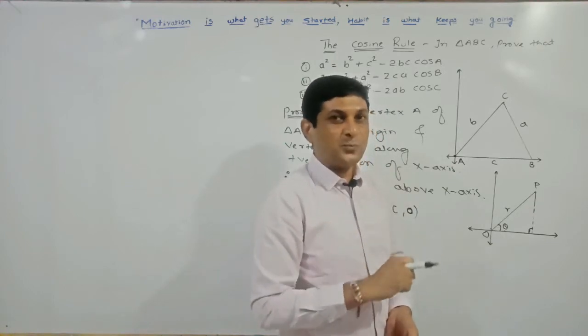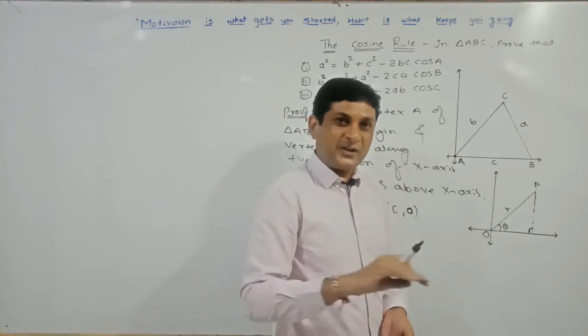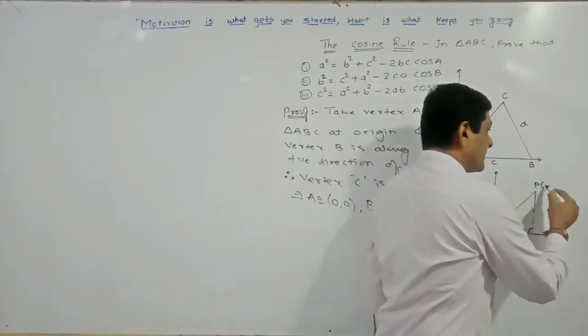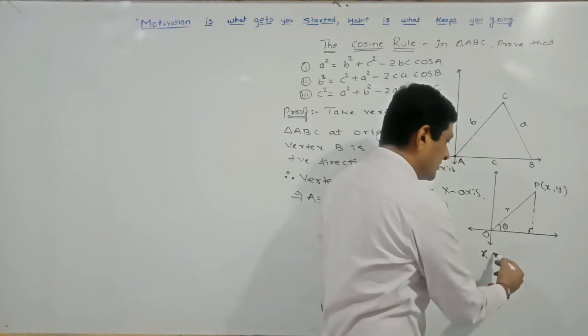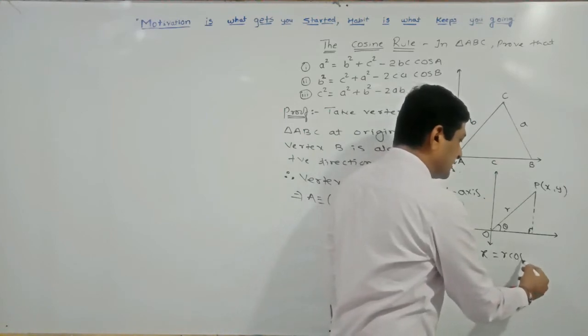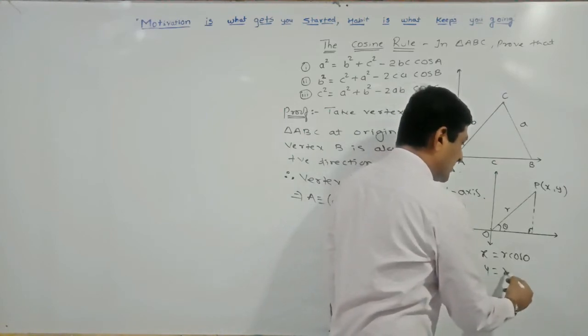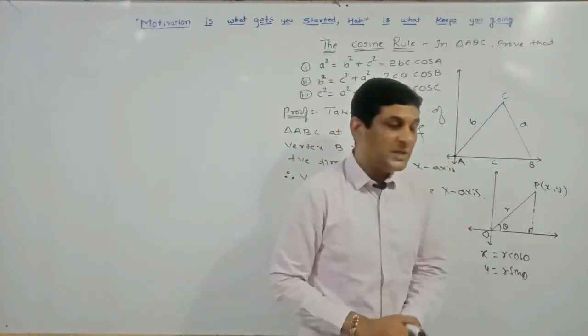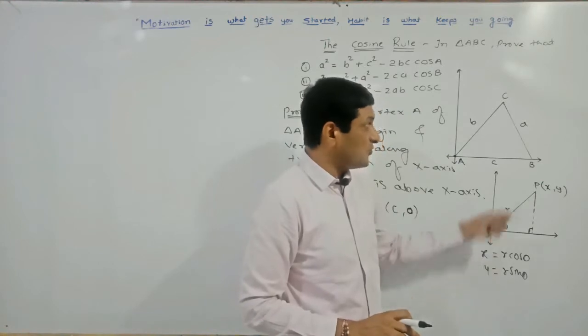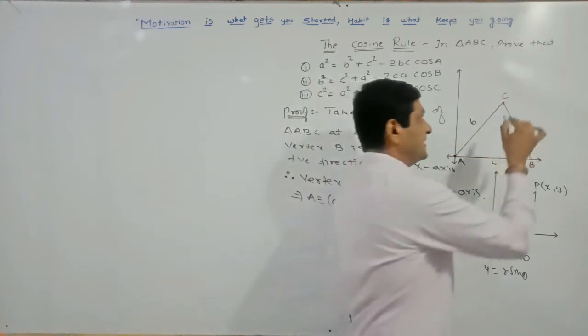And in the last period, we have proved one relation between Cartesian coordinate and polar coordinate. If Cartesian coordinates are denoted by x, y, then what we have proved is x is equal to r cos theta and y is equal to r sin theta. So this result we have proved in the last video. Now let us use this result to find out the coordinate of this point C.